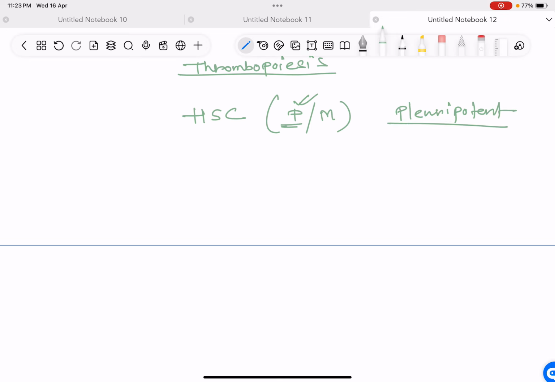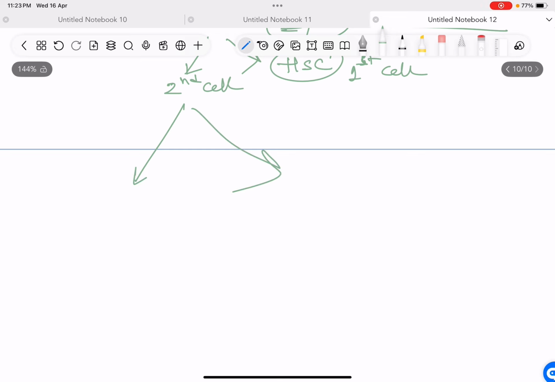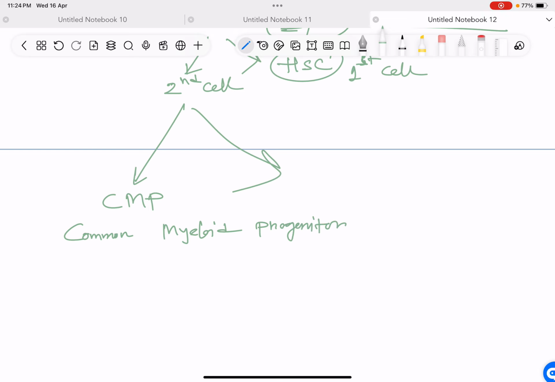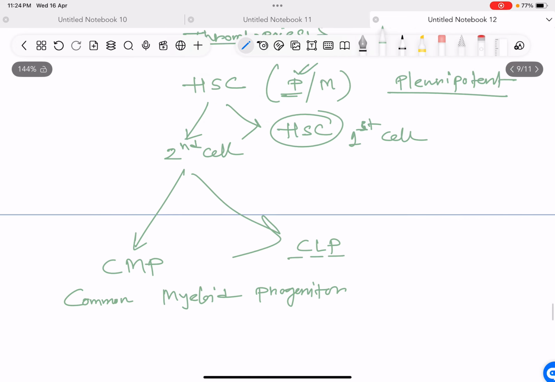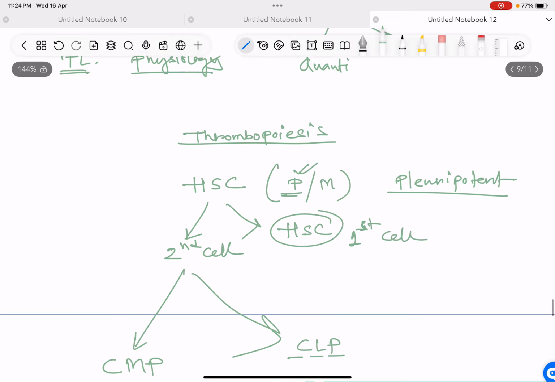This hematopoietic stem cell will divide into two groups. One, HSC again, so that their numbers remain, and the second cell can be either a common myeloid progenitor, or the second category, CLP, that is common lymphoid progenitor. So hematopoietic stem cell will become hematopoietic stem cell so that their numbers are maintained in the bone marrow, and this process obviously happens in the bone marrow.